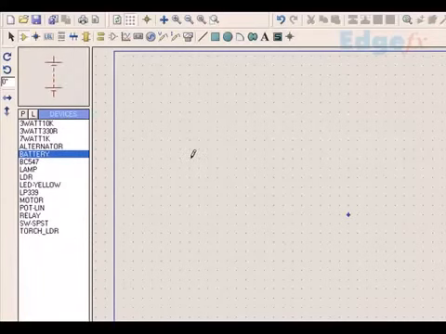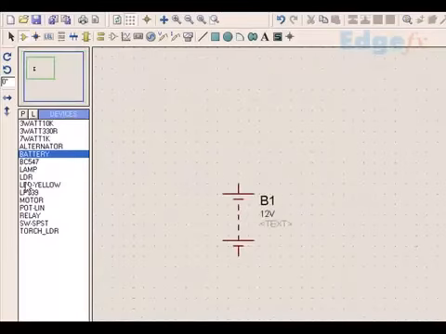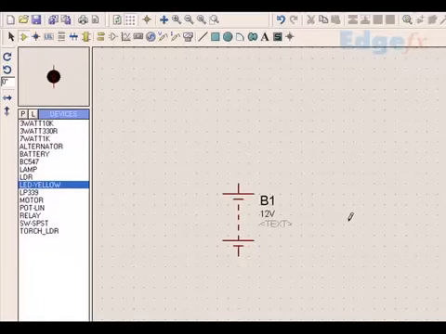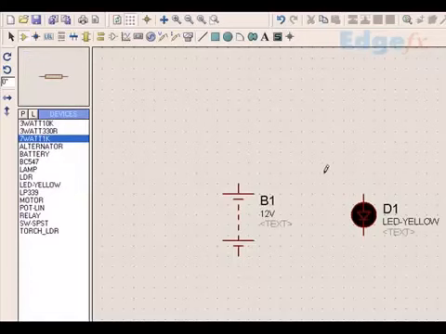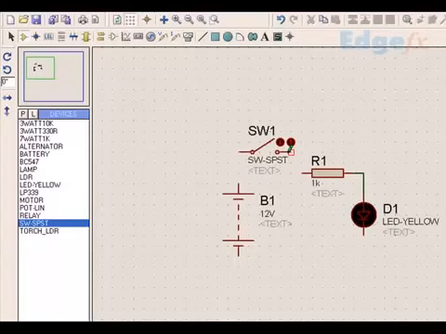Supposing I take a battery, I keep the battery here. Now let me zoom in to an extent so that all of you can see it better. And suppose I take an LED, and I have an LED here, and we all know that an LED always requires a series resistor. So I put a series resistor here and connect it here, and let me put a switch also to see its function. Connect it this way.